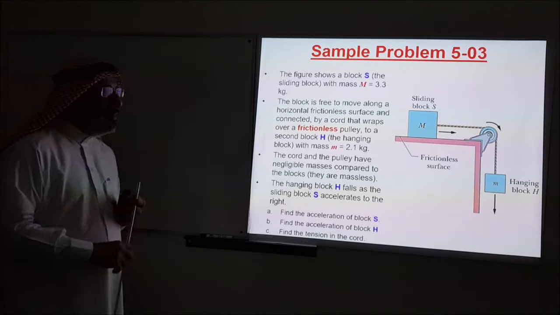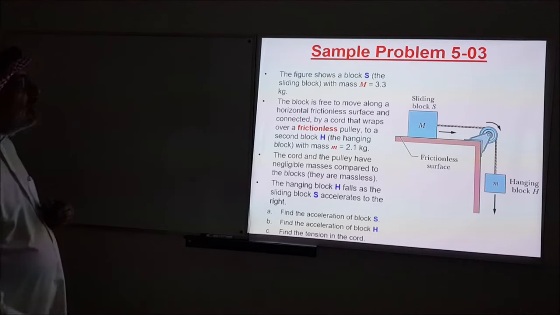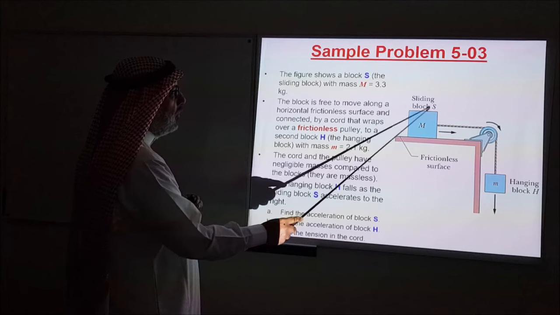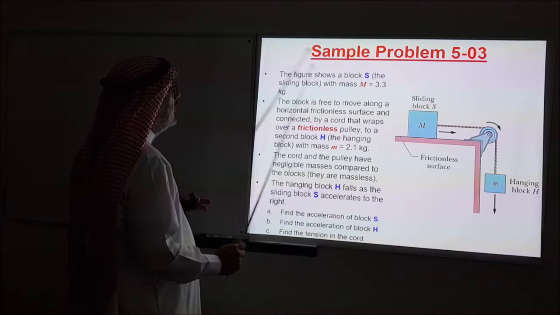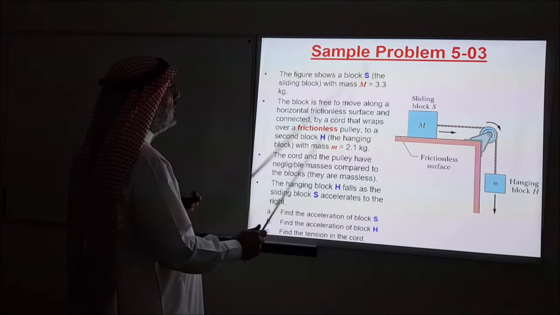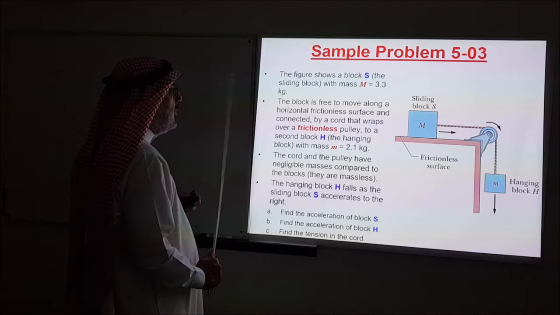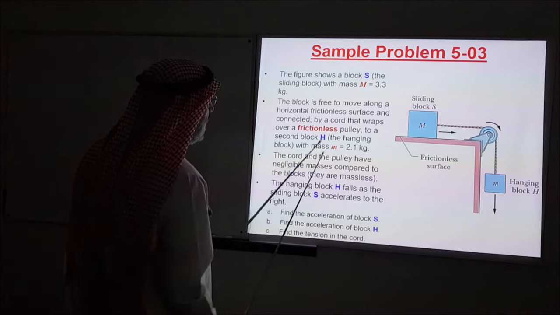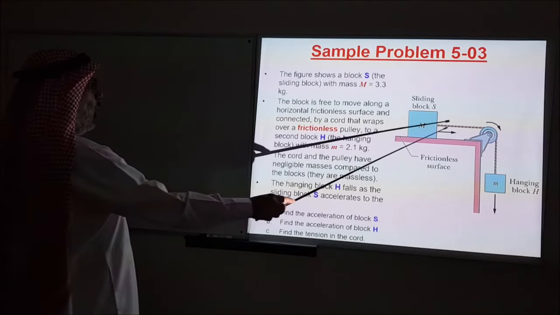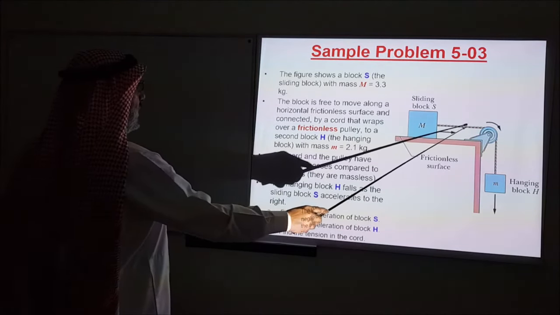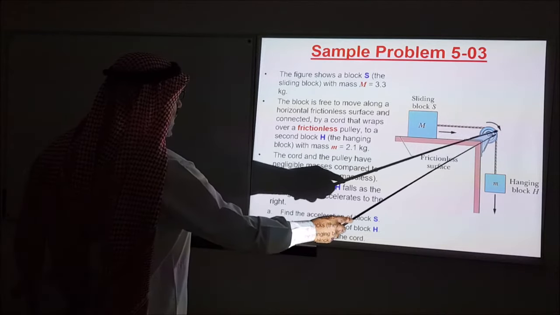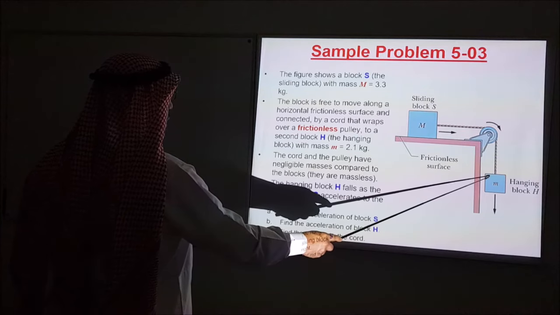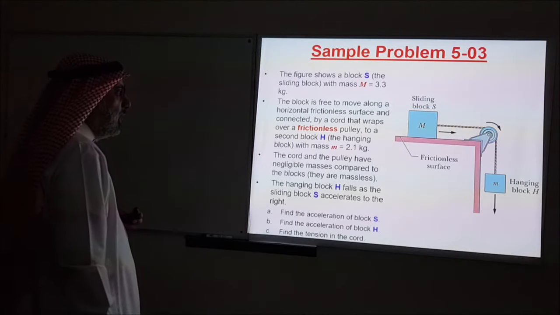Here's the first example, sample problem 5.3. It says the figure shows a block S, the sliding block, so it is given the letter S, with mass capital M of 3.3 kilograms. The block is free to move along a horizontal frictionless surface and is connected by a cord that wraps over a frictionless pulley to a second block H, the hanging block, of mass small m, 2.1 kilograms.